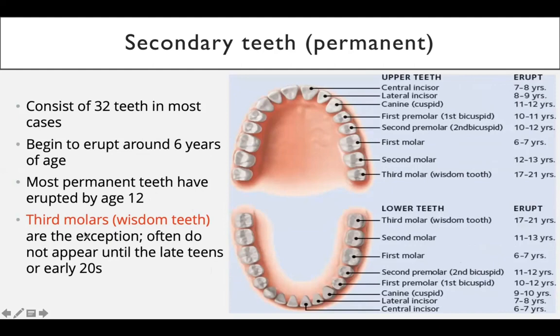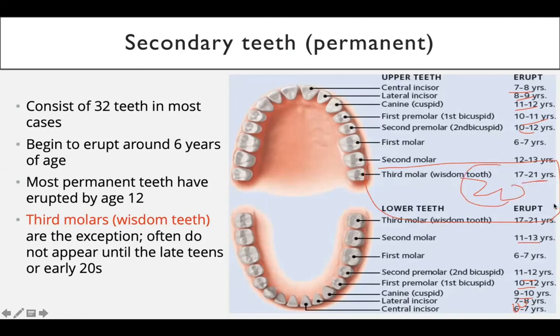Third molars, or wisdom teeth, are the exception. They often do not appear until the late teens, early 20s of your age. That's why it's written here. So if we annotate this, all of them start erupting from 6 to 7, 8, 9, 10, 11, 12. Only one is an exception, going up to the late teens or 20s. Yeah, 21 years or 20s.